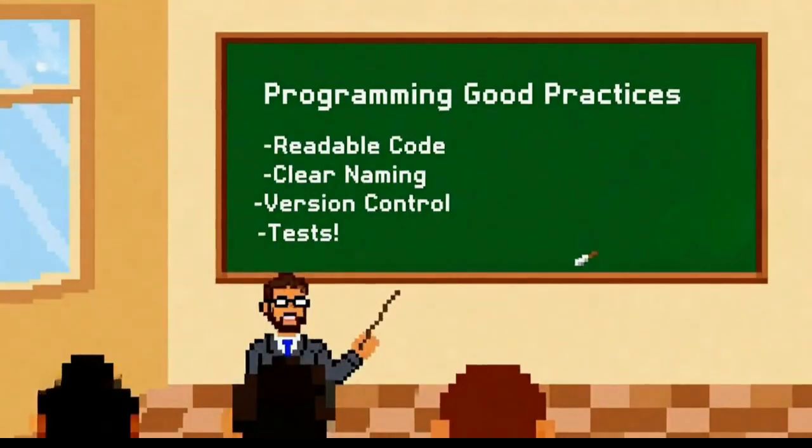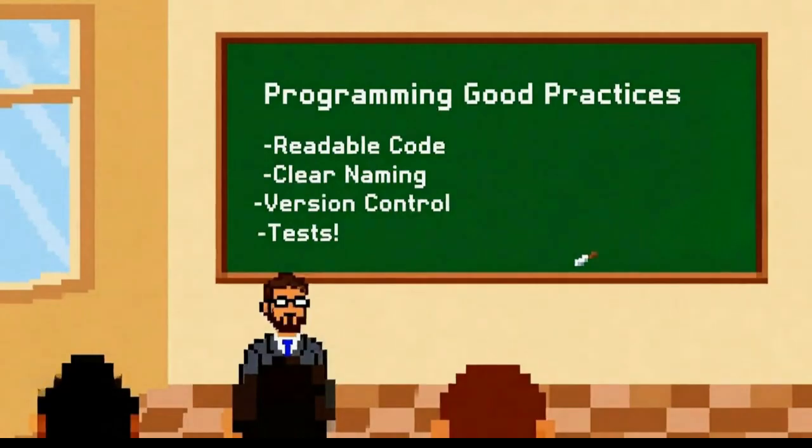Function and method names also follow conventions. They typically use verbs or verb phrases, because functions do things. Calculate tax, send email, validate input, get user data. The name should describe what the function does. If you find it difficult to name a function because it does multiple unrelated things, that's often a sign that the function should be split up into smaller, more focused functions.